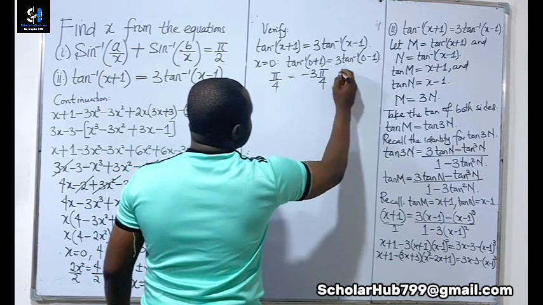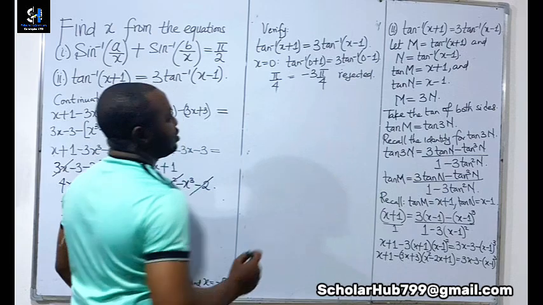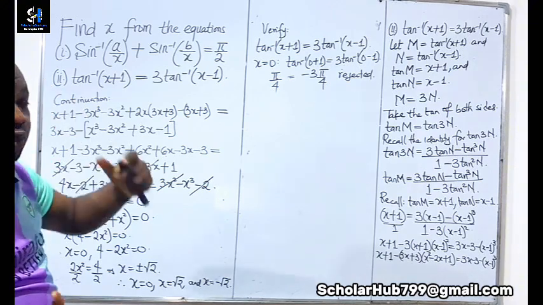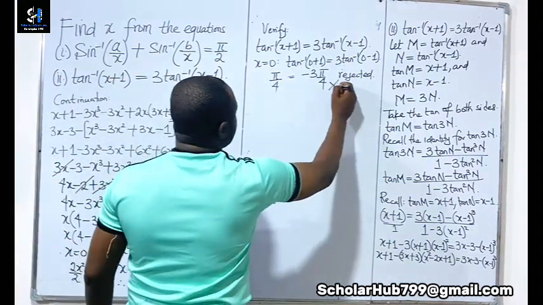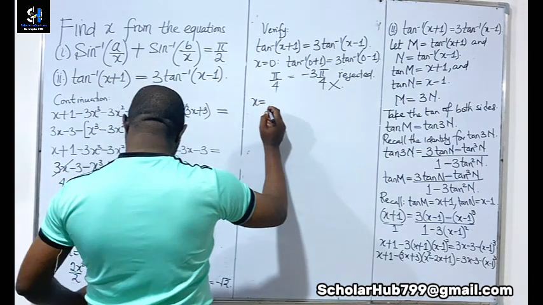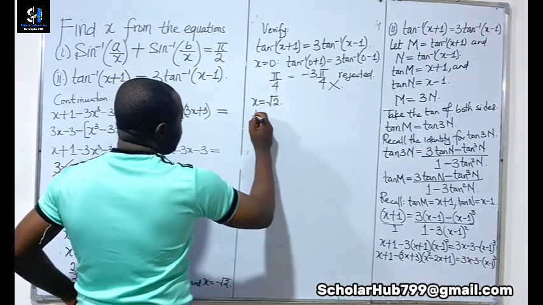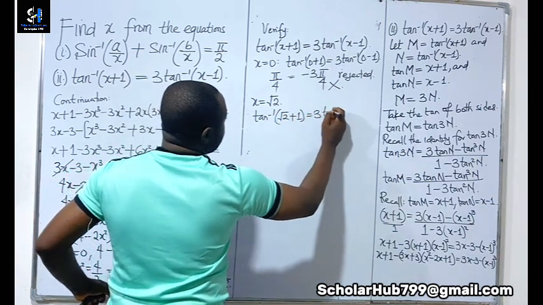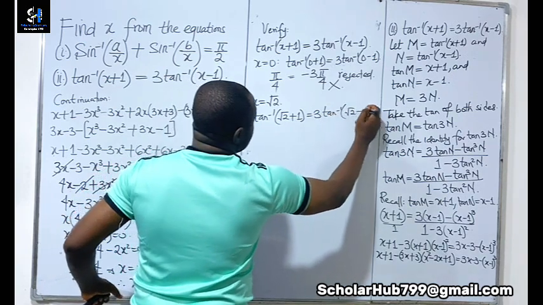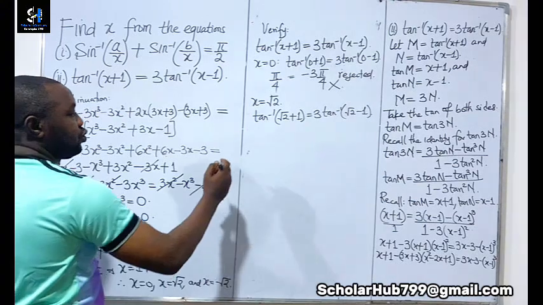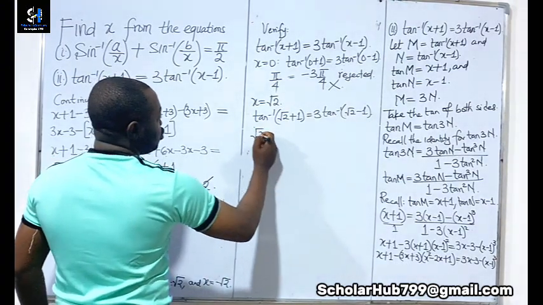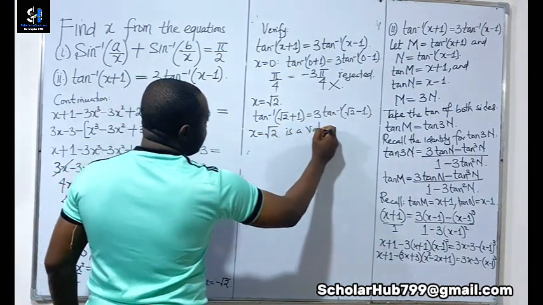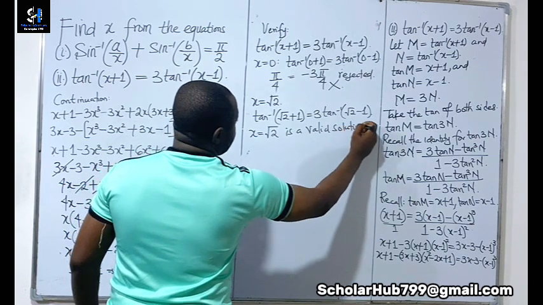So this will be rejected, because pi over 4 is 45 and pi over 2 is 90. Now, when x is root 2, we're going to have inverse tan of root 2 plus 1 equals 3 inverse tan of root 2 minus 1. Yes, this one is a valid solution. So x equals root 2 is a valid solution.